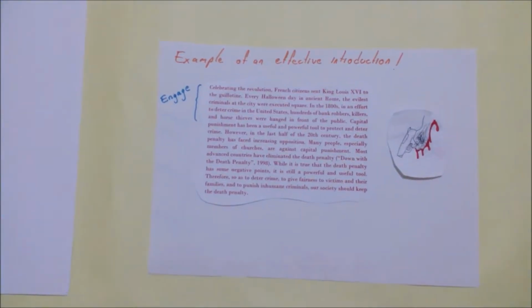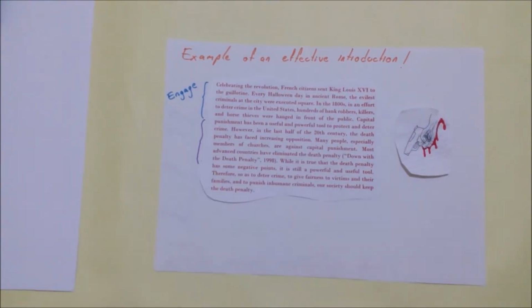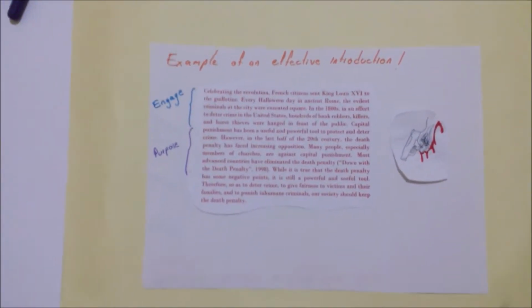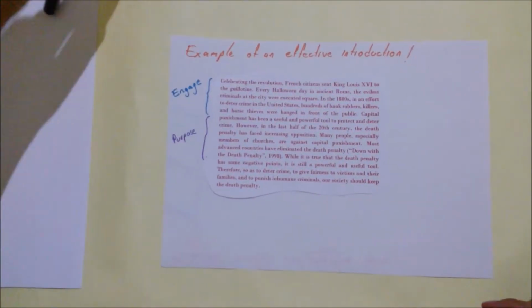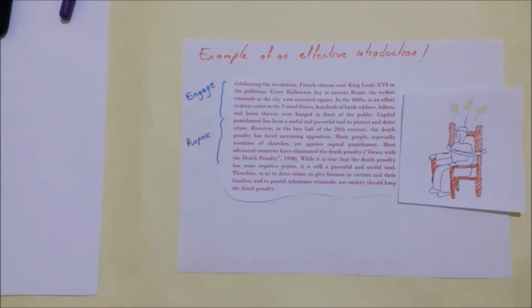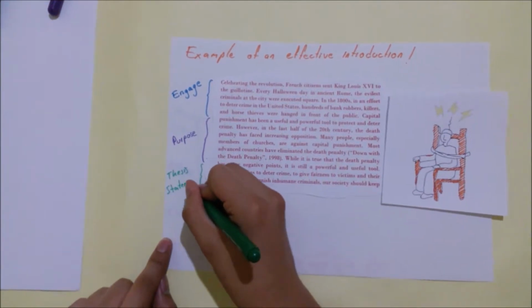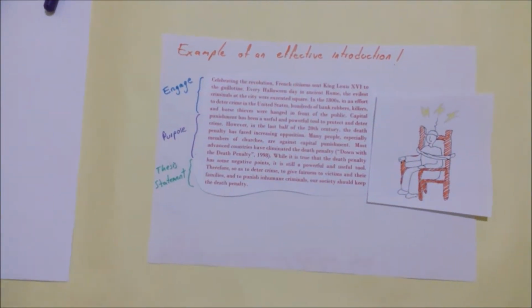In the next part, the author explains why the topic is important. The author's purpose is to show that capital punishment is still a powerful and useful tool. In the last sentence is the thesis statement, though it does not always appear at the end of the introduction.